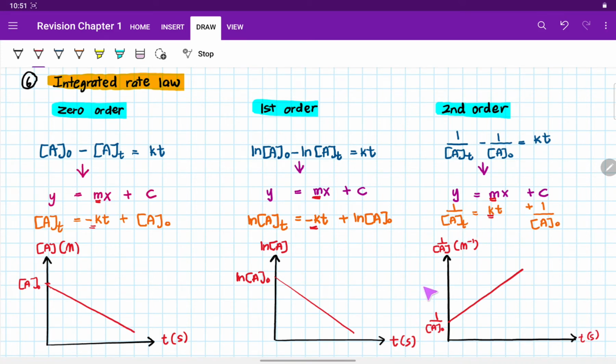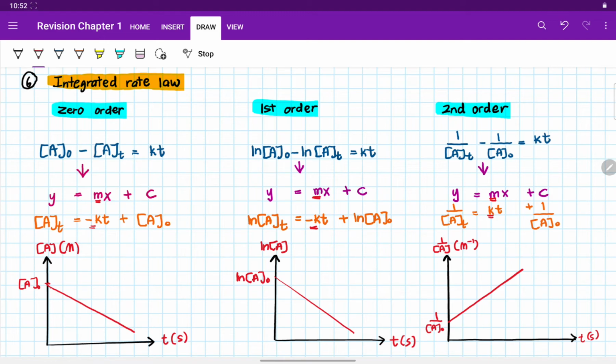So this will be the graph for the second order, 1 over A. The unit is dm³ mol⁻¹ s⁻¹. Okay, now for the graph, I'm not stressing that you must draw an exact graph, because you won't be asked to plot a graph in the exam, but you may be asked to sketch a graph. For a sketch you don't need graph paper, but you need to know which equation to use and what graph you should sketch here. So that is very important.